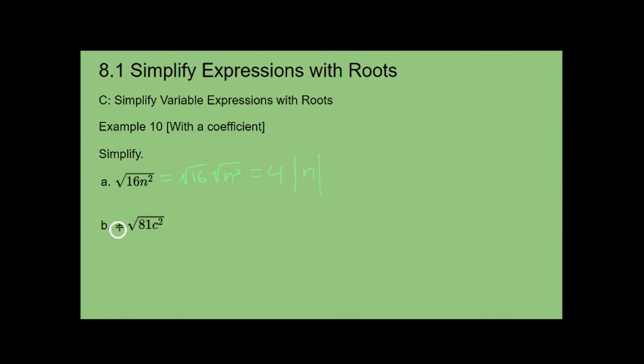Okay, let's do the next one. So this negative is on the outside, so we just transfer that over and we leave it there. Square root of 81 times the square root of c squared. And that equals, the square root of 81 is 9. And then we're taking an even root, so we need the absolute value of c. Negative 9 times the absolute value of c, and that is the answer for that one.